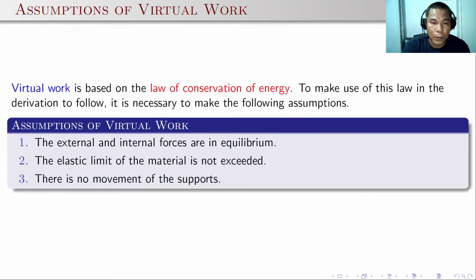But before going through, we need to know some assumptions of the virtual work. Note that virtual work is based on the law of conservation of energy. To make use of this law in the derivation to follow, it is necessary to make the following assumptions. You have to remember these three assumptions. First, the external and internal forces are in equilibrium. Second, the elastic limit of the material is not exceeded. And third, there is no movement of the supports.